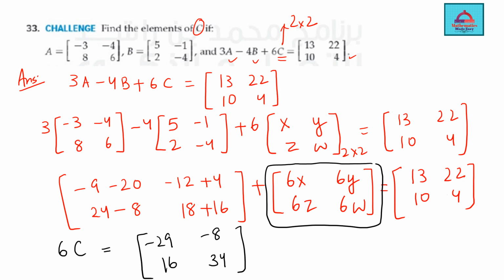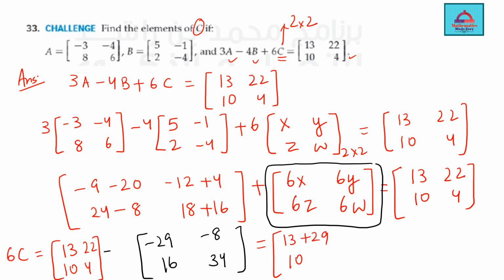Now I have less space here, so I'm going to erase a few things before I write the next step. So 6C is equal to 13. Now I'm taking this matrix, 22, 10, and 4. So this minus this. So what is the result? Let's write 13 plus 29, then minus 16, 22 plus 8, and 4 minus 34.